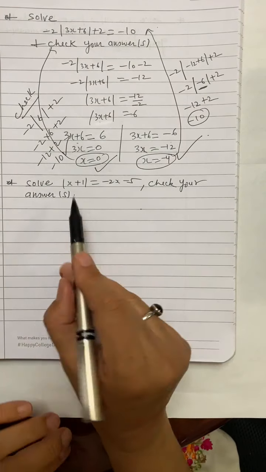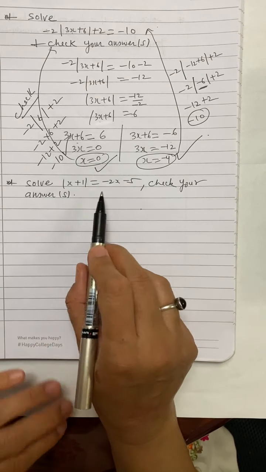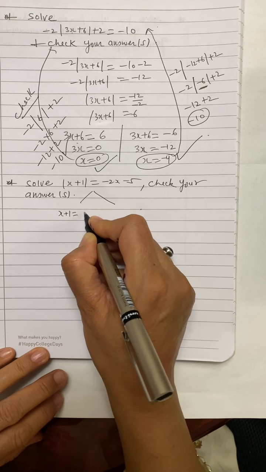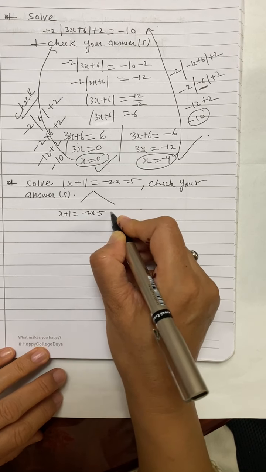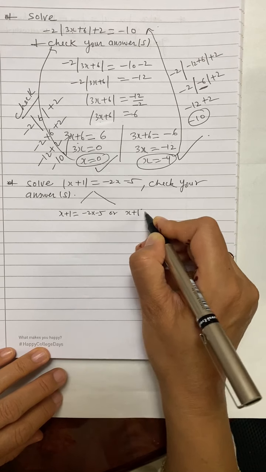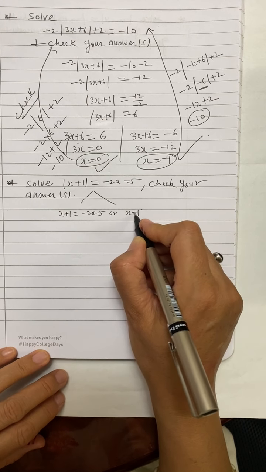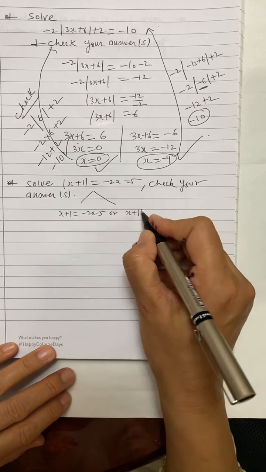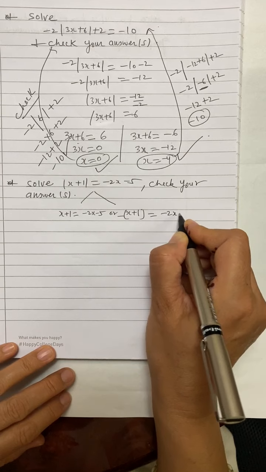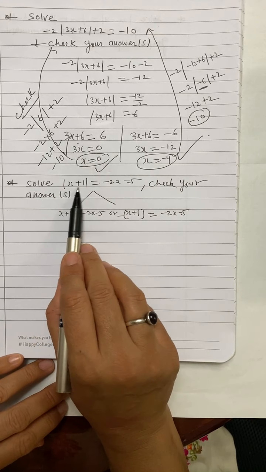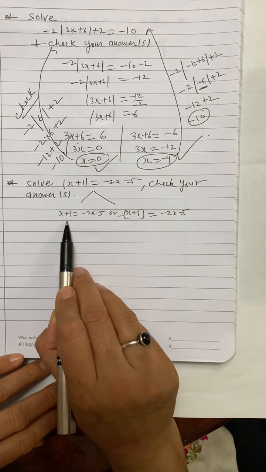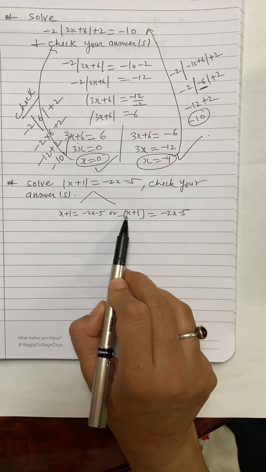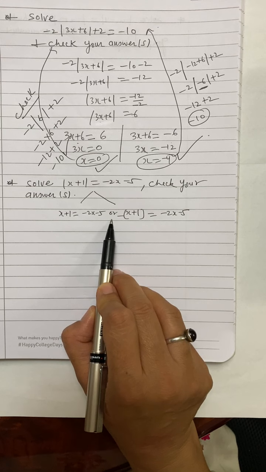Now the next one is the absolute value of x plus 1 is equal to negative 2x minus 5. Again, x plus 1 can be equal to negative 2x minus 5, or x plus 1 can be equal to the negative of that. So x plus 1 can be positive or x plus 1 can be negative, right? So when x plus 1 is positive, when you take the absolute value, you will get x plus 1. When x plus 1 is negative, when you take the absolute value, then this will become negative.